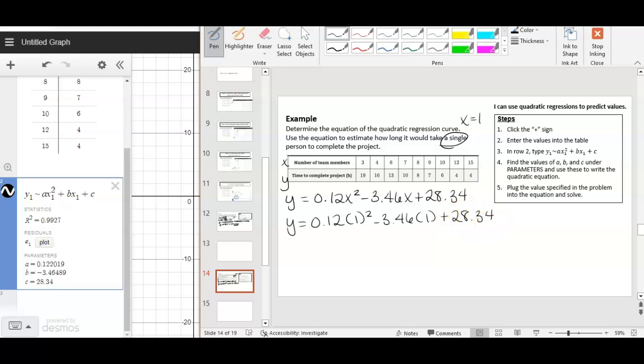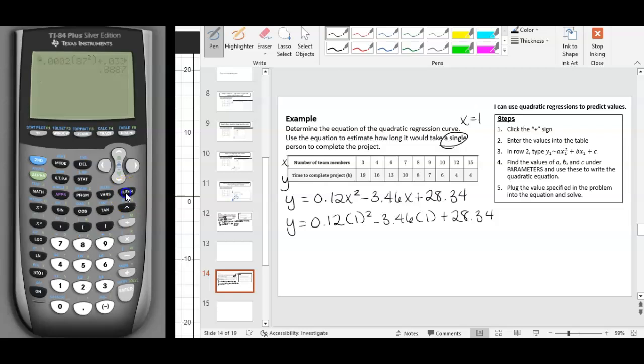Okay, so we're going to go now to our calculator. And so we're going to do 0.12 times 1 squared, and then minus 3.46 times 1, and then plus 28.34. And then when we hit enter, it tells us about 25. So it's going to take one person about 25 hours to complete this project.